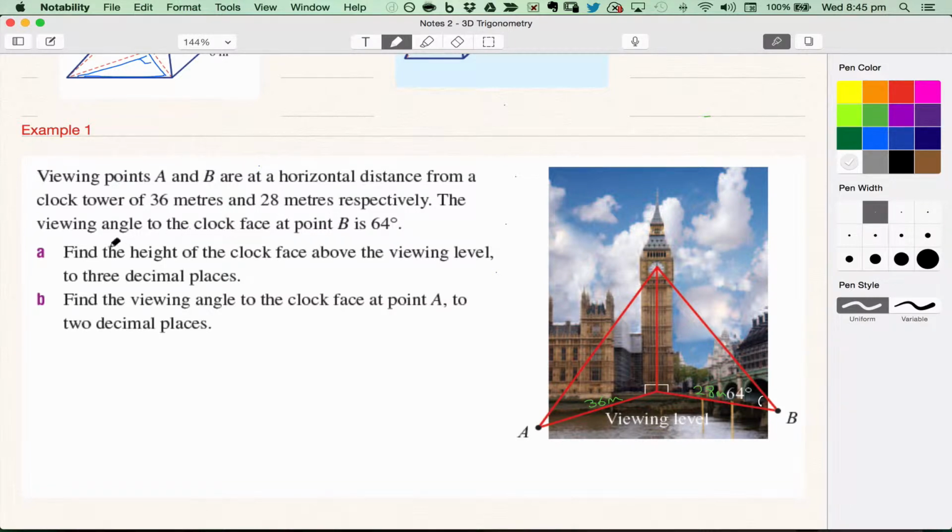The question also adds the viewing angle to the clock face at point B is 64 degrees. So point B is here, and we've got 64 degrees. They've already labelled it. I just put a little tick there so we can see it clearly. The question, part A, is asking us to find the height of the clock face above the viewing level to 3 decimal places.